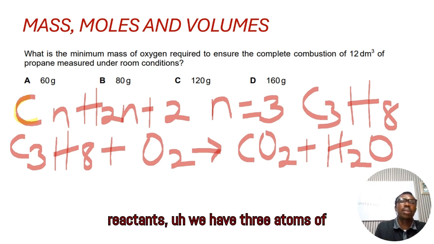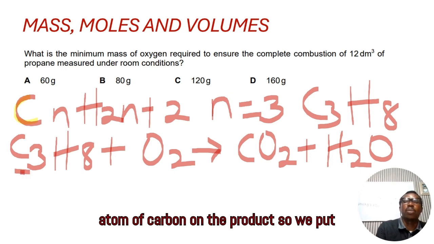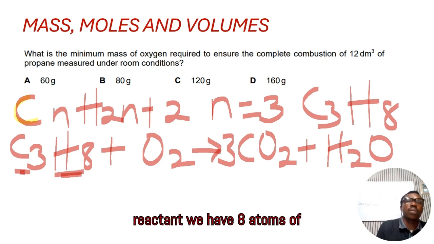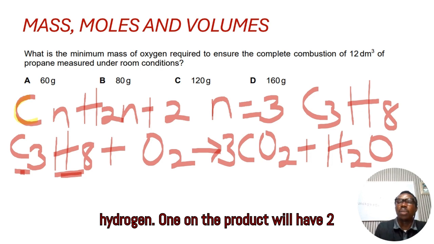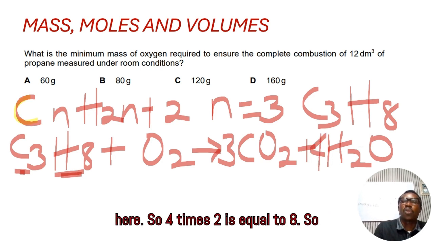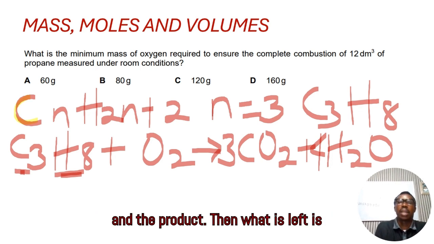So on the reactant, we have 3 atoms of carbon, and on the product we have 1 atom of carbon, so we'll put 3. So carbon is balanced. On the reactant, we have 8 atoms of hydrogen. On the product, we have 2 atoms of hydrogen, so we'll have to put 4 here. So 4 times 2 is equal to 8. So hydrogen is balanced on both the reactant and the product.